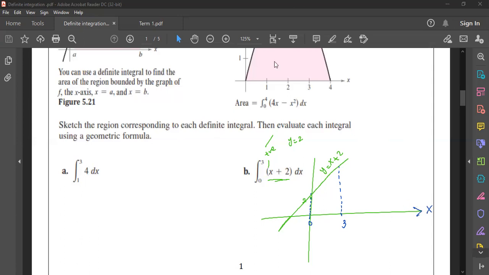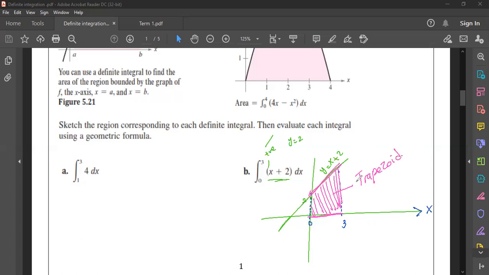Okay, different color. That is the x-axis. That is the two vertical lines. And so to find the value of this definite integral, it will be the area of the region bounded by the x-axis, the two vertical lines and the curve of the function. Exactly. This shape is what? Trapezoid.